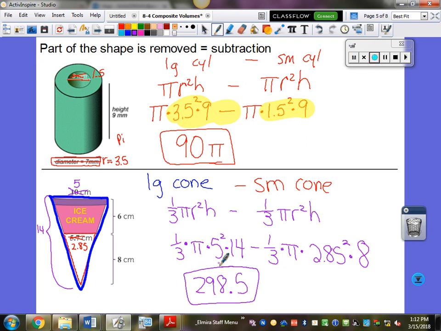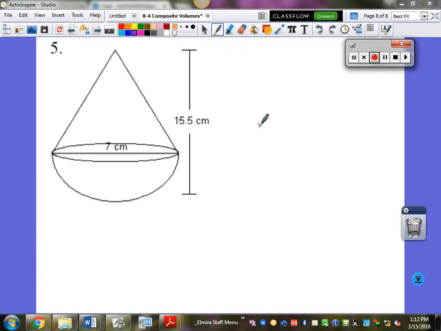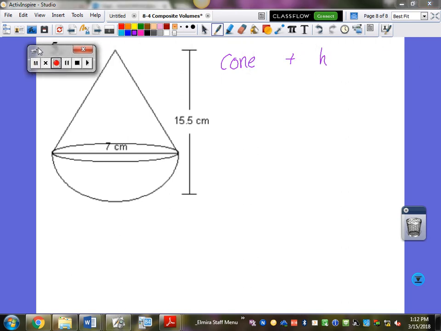Okay? I also want to do one of the problems from the homework. Let's take a look at this homework problem. You can start off saying, okay, this is going to be cone plus hemisphere. So 1/3 pi r squared plus hemi is 1/2 times 4/3 pi r cubed.